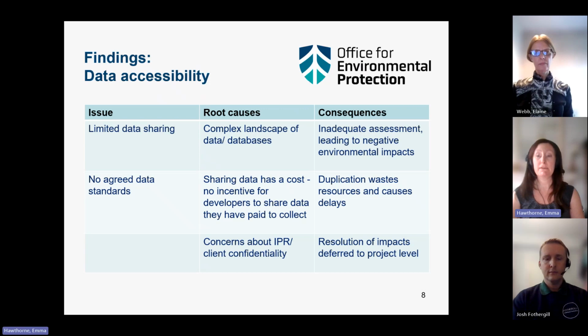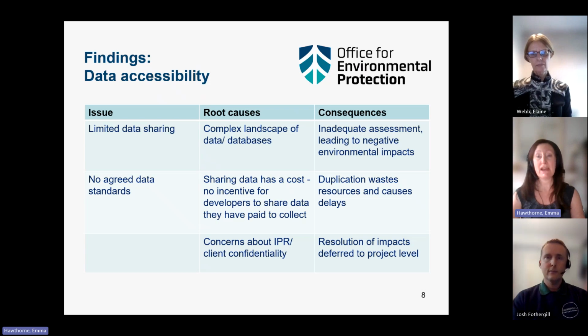So the consequences of these issues are that stakeholders frequently raise concerns with us about the consequences of poor assessment on environmental outcomes. So if the data is inaccurate or incomplete, it will affect the quality of the assessment and the judgments and decisions made, and this can have negative impacts on the environment.